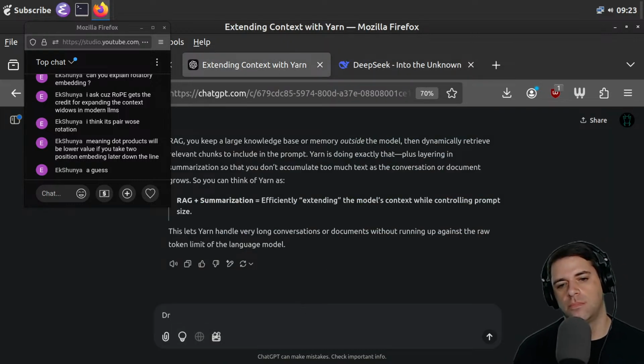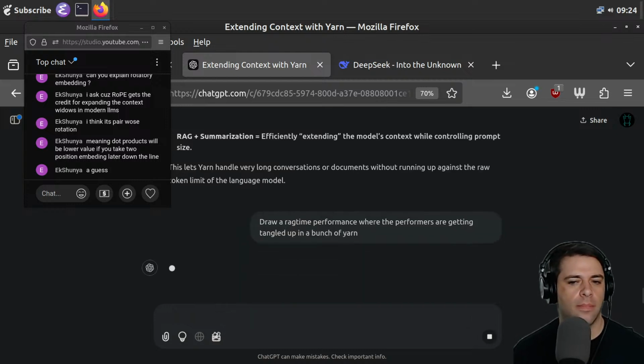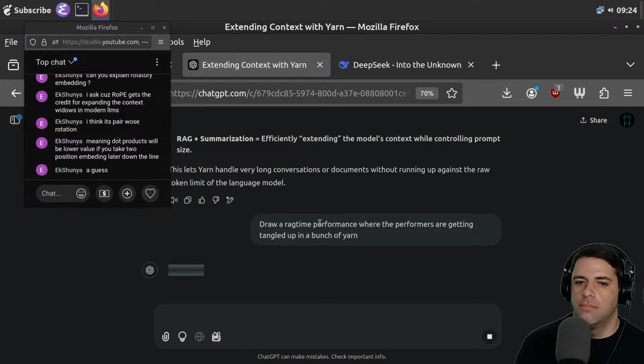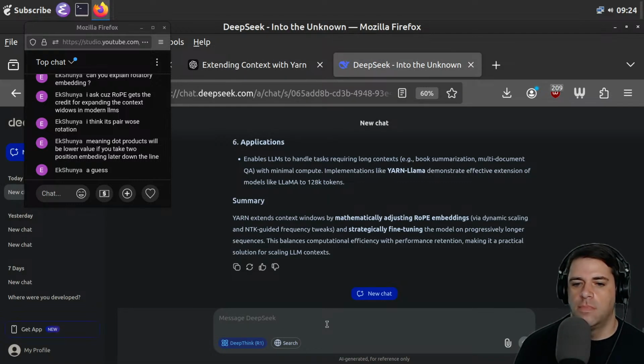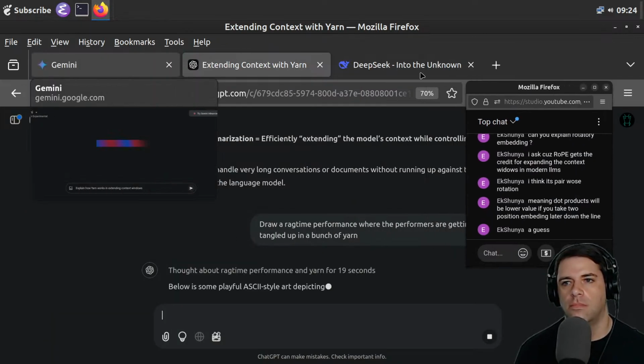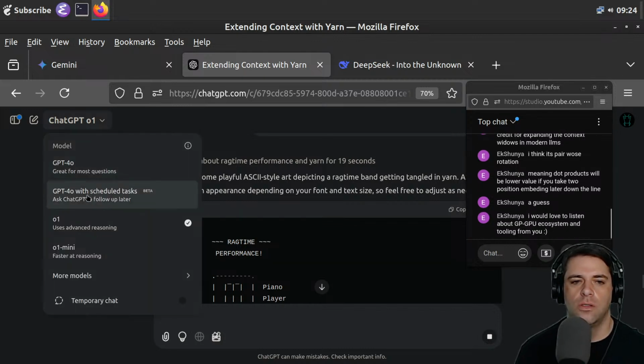Draw a ragtime performance where the performers are getting tangled up in a bunch of yarn. Will DeepSeek draw? Oh, O1 will not draw.